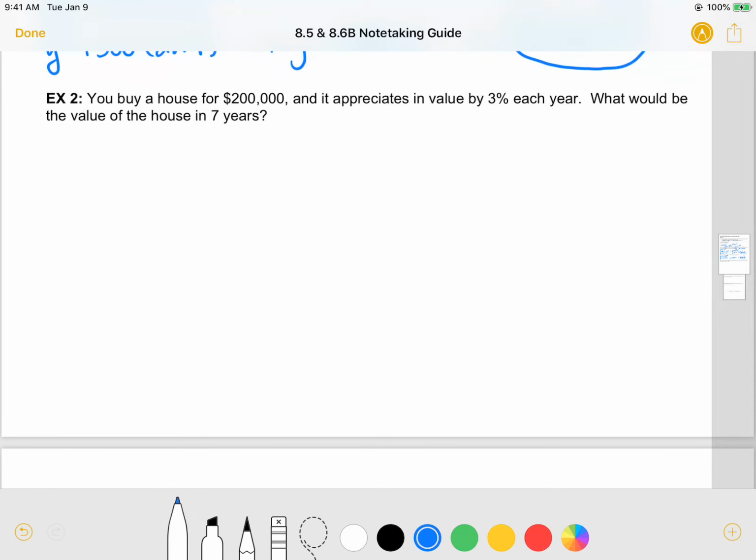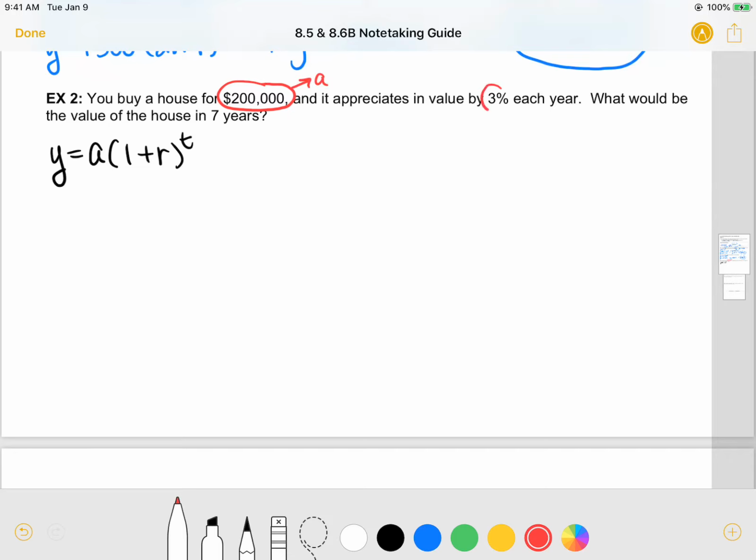It says you buy a house for $200,000 and it appreciates in value by 3% each year. What would be the value of the house in 7 years? Okay, so we're going to use that exponential growth model, y equals a times 1 plus r to the t. Okay, what is a, what's r, what's t? So a is our initial amount, right? So this is how much our house is worth now. So that's going to be a, our initial amount.